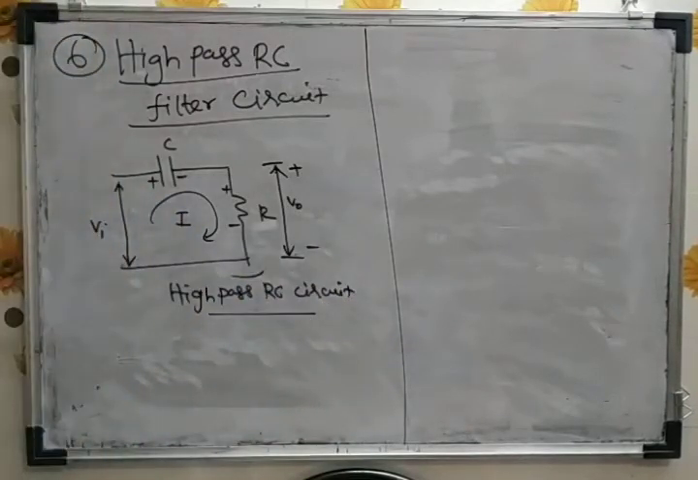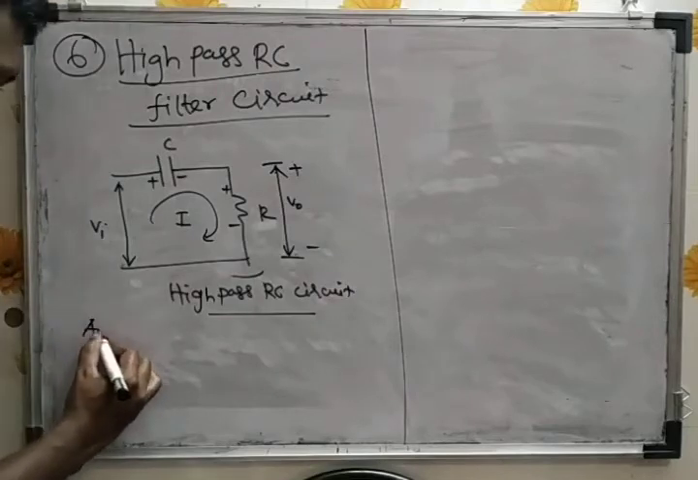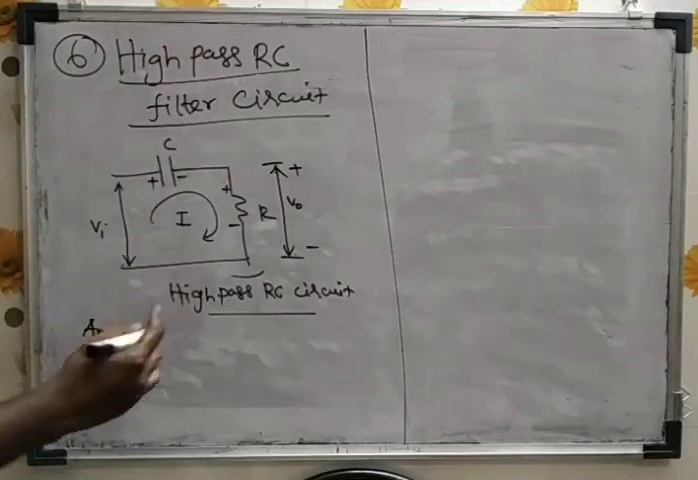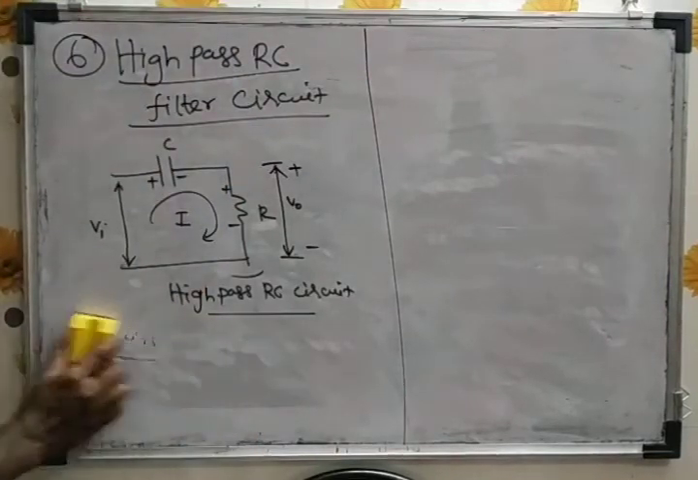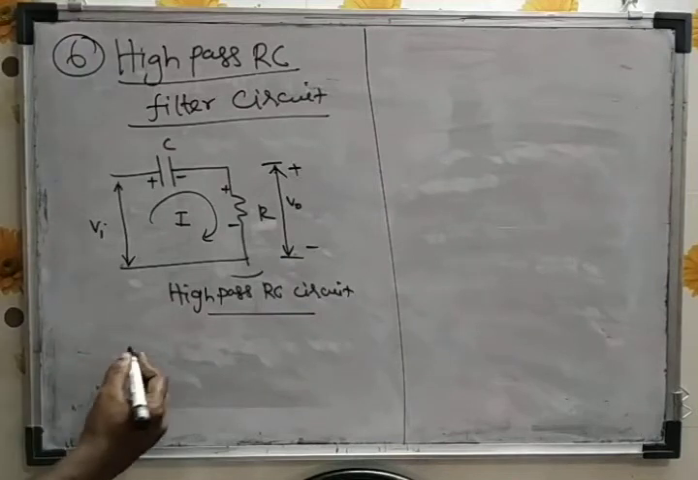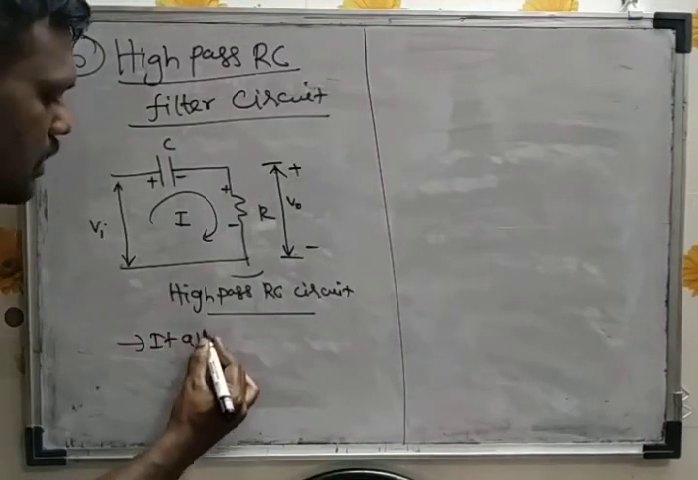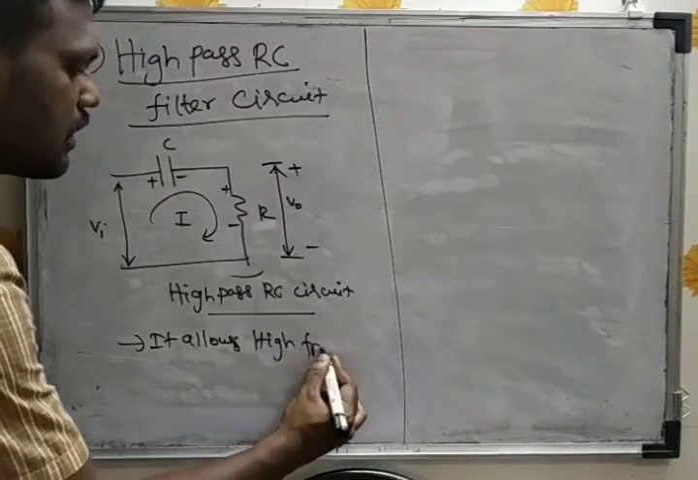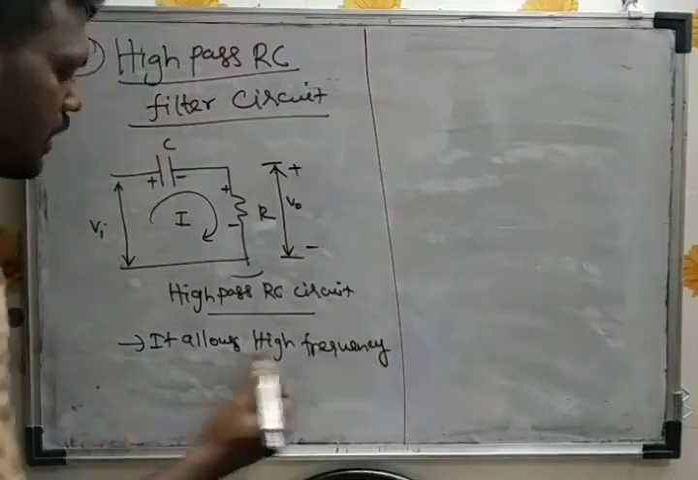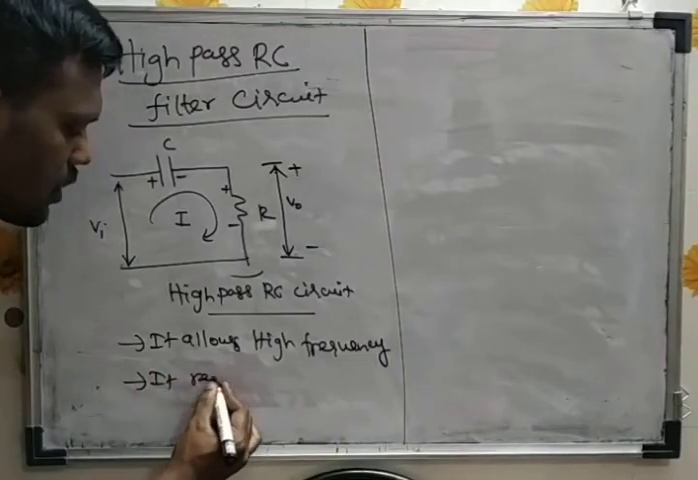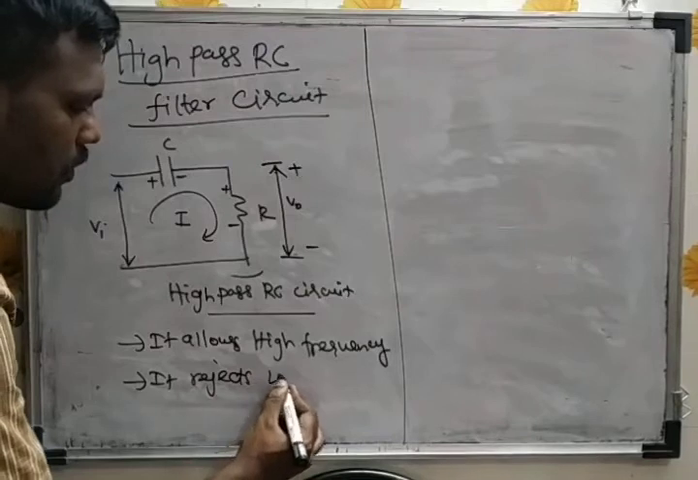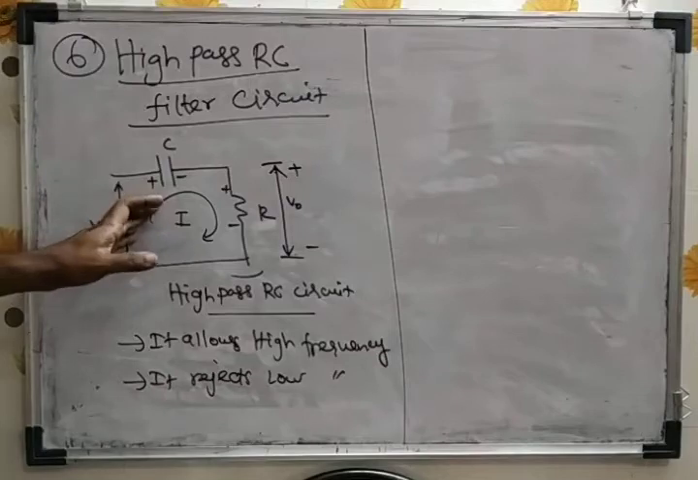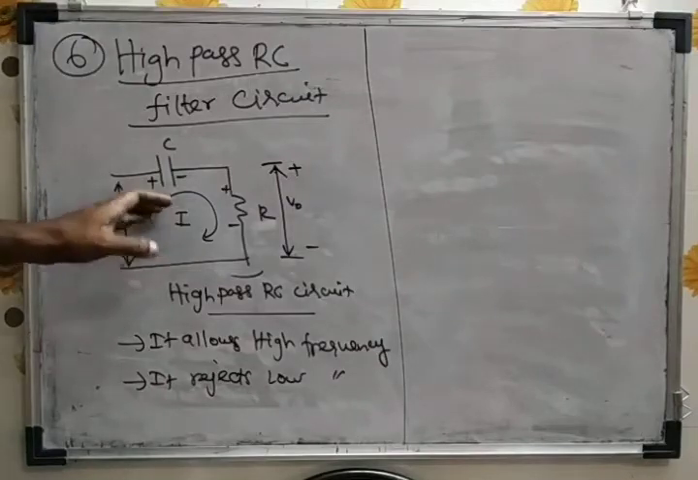Let me do the analysis. High pass means it allows high frequency and it rejects low frequency. So this circuit allows only high frequency components.